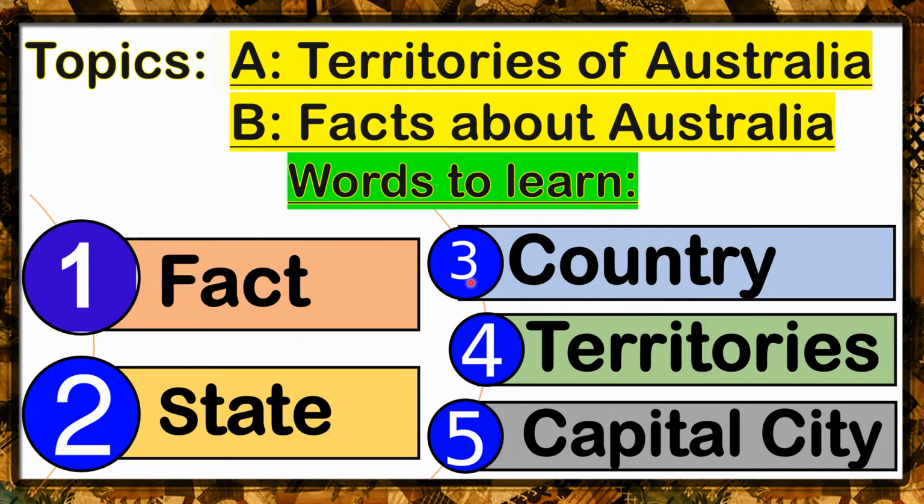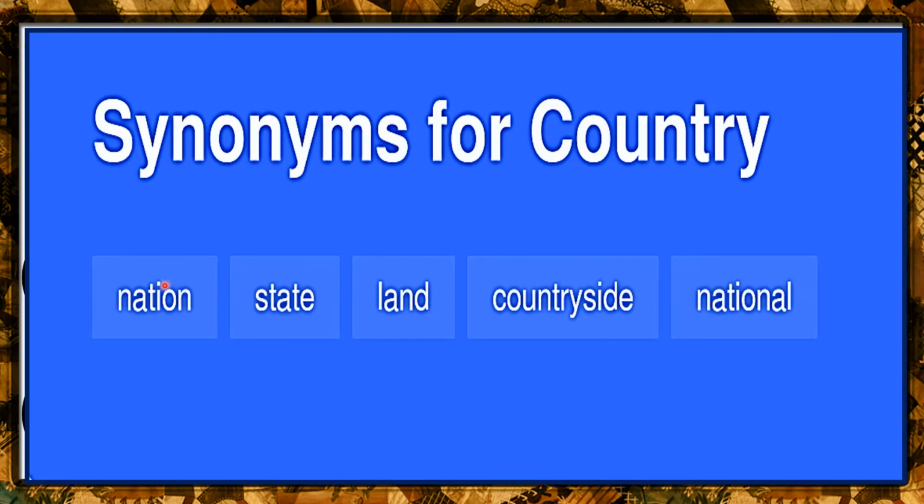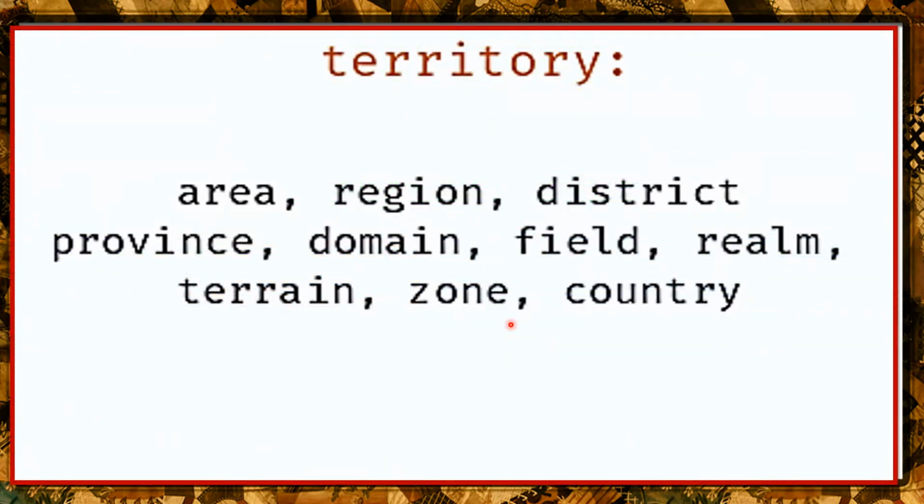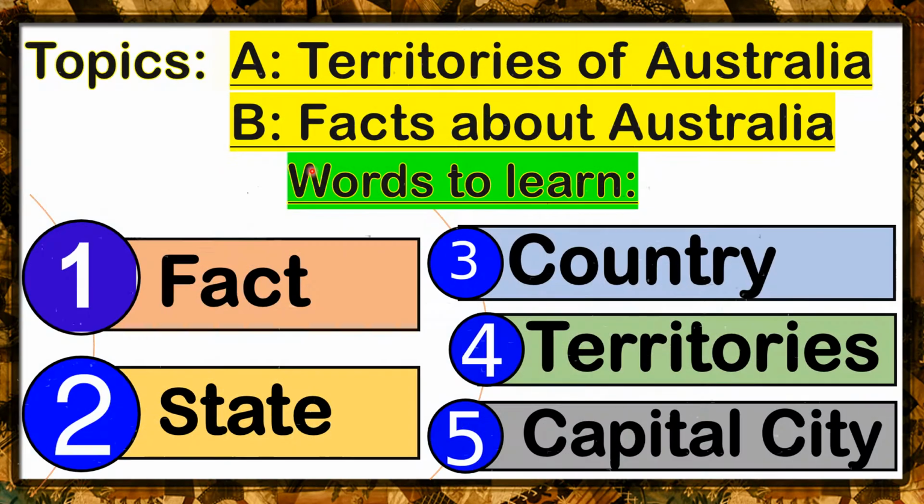The next word is country. It means nation, state, land, countryside, national. So a country has its own set of rules and government and also language and the currency that they use. The fourth word is territories, which means area, region, district, province, domain, field, realm, terrain, zone, and country. So when you say territory, class, it's an area or a region that belongs to a certain state or nation.